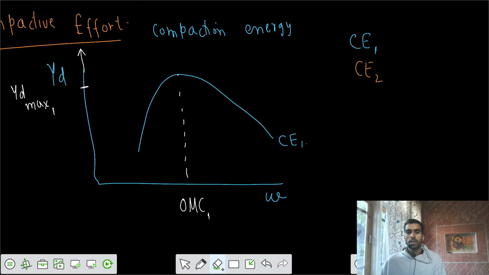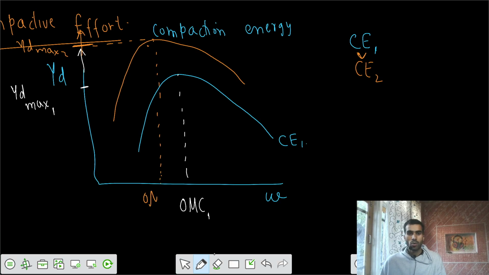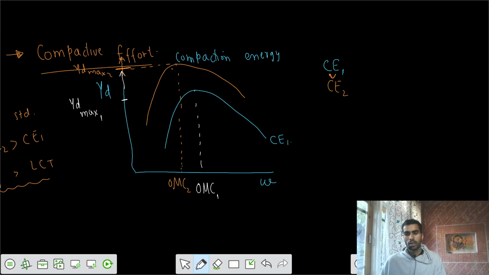So for the compaction energy CE2 greater than CE1, your gamma dry is going to increase, such that the final curve developed is in this way. So here we would say your gamma dry has been increased. We can write that gamma dry max 2 has been achieved, and at the same time we are having some optimum moisture content, which we can call OMC2.